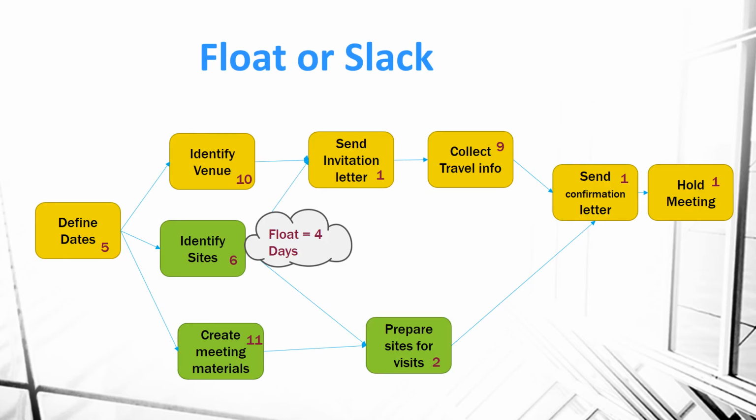The number of days that a non-critical path activity can be delayed is a concept called float, or sometimes referred to as slack. In this case, identifying the sites can be delayed up to 4 days without affecting my critical path. That's because, due to my dependencies, identifying the sites can be done while I'm still identifying the venue. Because it's a 6-day task, it can float within the 10-day period. Therefore, identifying the sites has a float of 4 days. Take a moment now and identify the float of a non-critical path activity on your project. By definition, your critical path has 0 float.